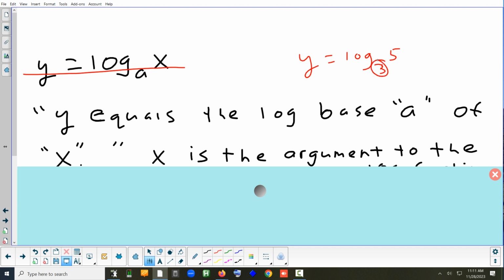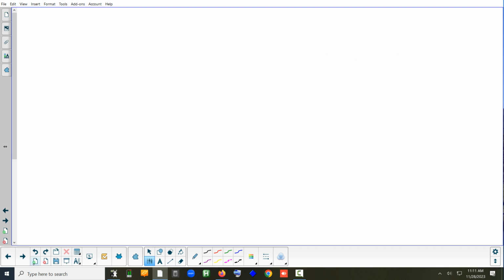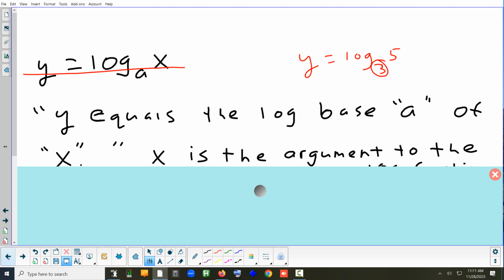And what the base does is it just controls what kind of log you're using. It's kind of like when we do roots. That's a root. That's a root. They're both roots. But the number on the outside controls what kind of root. The one on the left is a cube root. The one on the right is a fourth root. They're similar, but a little bit different. It's kind of the same idea. Well, that's what the base on a log is.